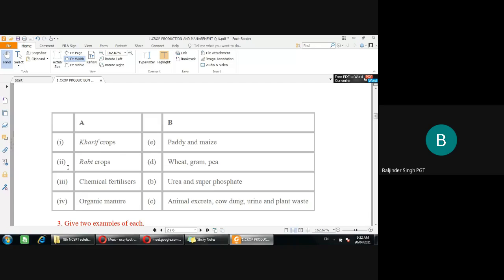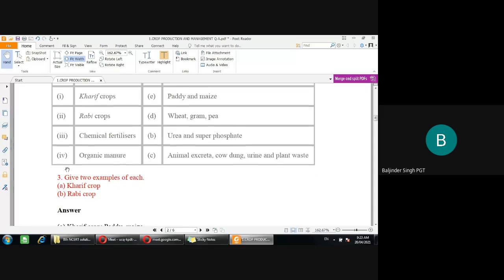Kharif crops are paddy and maize. Rabi crops are wheat, gram, pea, and chemical fertilizers, urea and superphosphate. Organic manure is animal excreta, cow dung, and urine and plant waste. So whatever waste can be converted into organic manure. ठीक है? So we also prepare in our school compost बनाते हैं ना? Compost जो गड्ढा खोद के उसमें सारा वेस्ट मटेरियल डाल देते हैं, फिर 1-1.5 महीने के बाद निकालते हैं, तो वो सारा मैन्योर बन जाता है. That is organic manure. इसके अलावा आप cow dung वगैरह भी use कर सकते हो उसमें, पत्ते और पेजेस. Okay, इस वेजिटेबल वेस्ट, इस तरह की चीजें.